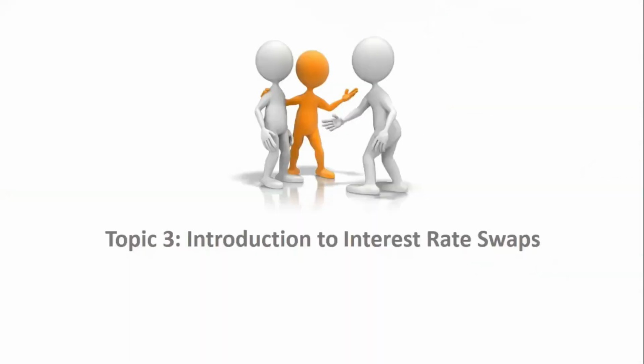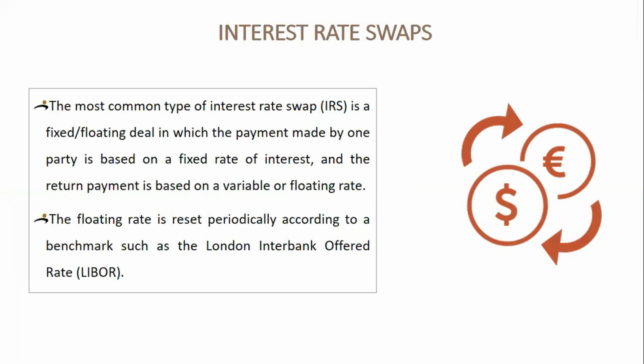So let's start. The most common type of interest rate swap is a fixed versus floating swap, in which one party pays fixed interest rate and another party pays variable or floating interest rate. This floating interest rate is reset periodically according to the benchmark being decided between the two parties. And most of these contracts on floating rate are based on LIBOR.